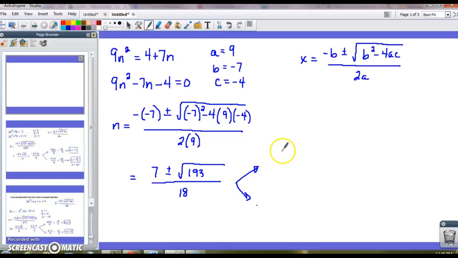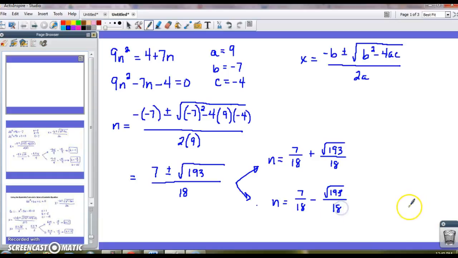I end up with n equals 7 over 18 plus radical 193 over 18. That's one of my solutions. My other one is 7 over 18 minus radical 193 over 18. Sometimes you'll see it written like this, 7 plus square root of 193 over 18, and 7 minus square root of 193 over 18. You can write it either way. They're both correct. You can write it as two separate fractions or as one big fraction. Either one of those is totally acceptable and totally fine.